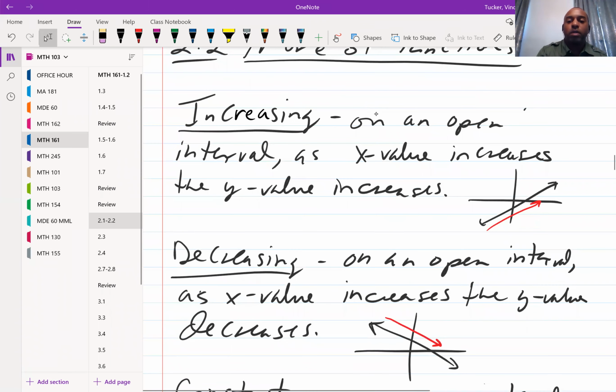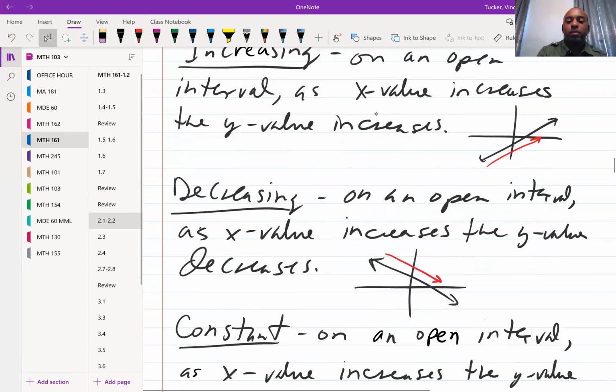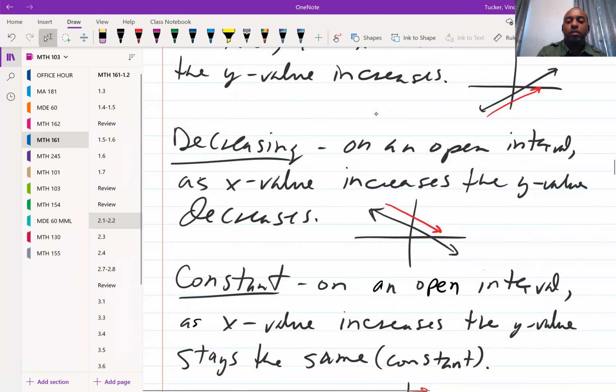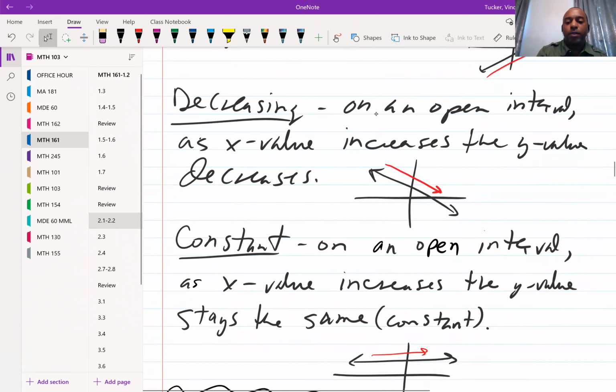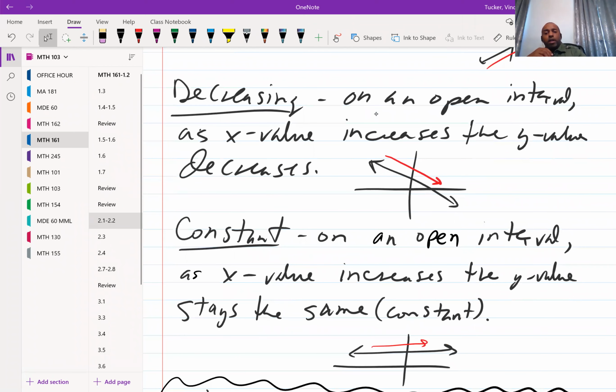Everybody good? Can I scroll up? And then the third one is a constant. As x value increases, in other words, as we go from left to right, the y value stays the same.